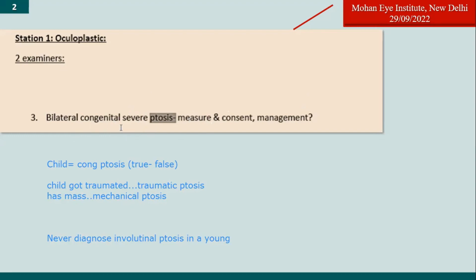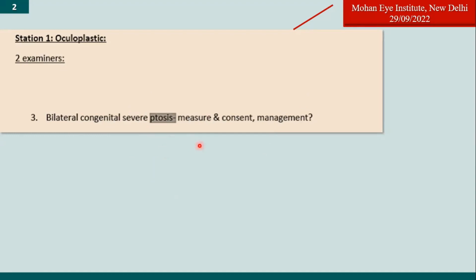And we have bilateral congenital ptosis. Imagine this is poor levator function. Usually the examiner will ask you about the management. Okay, so what would be the management? So again, you have bilateral congenital severe ptosis with poor levator function. Let's say we are talking about a child. So what would be the management?